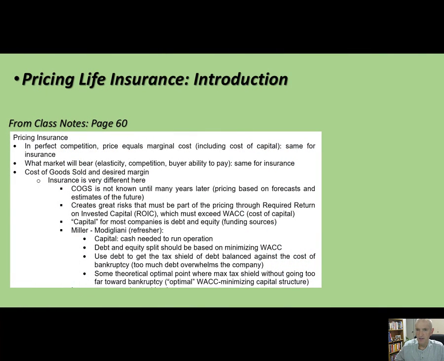So we're up to page 60 on the note. When you're pricing insurance, the theory in perfect competition is your price equals marginal cost, and that includes the cost of capital. So that's the same for insurance. You want a competitive market. As we saw earlier when we talked about the ethics on the first exam, we may not have a perfectly competitive environment because of the asymmetric information. But theoretically, firms need to make their cost of capital.